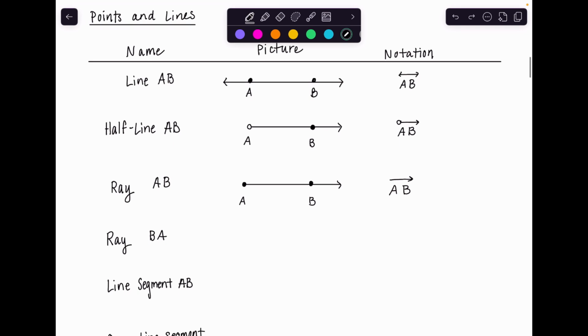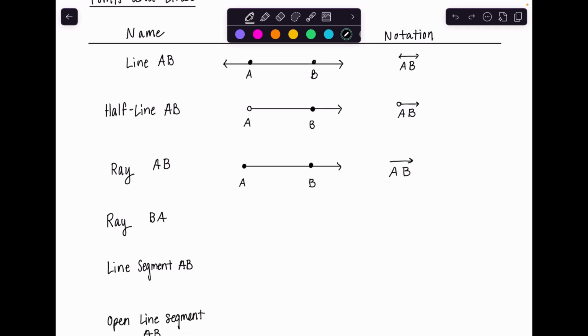And then just for clarity, if I say ray BA, I'll still draw these points in the same spot. Here's A and B. This means you start at B and you head in A's direction forever. So the way I would write this is, again, it's kind of backwards because it looks like my arrow is heading to the left, but I'm starting at B and I'm heading to A. So notationally, I have to put that starting point first.